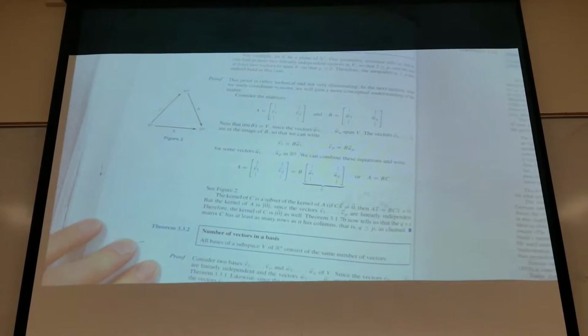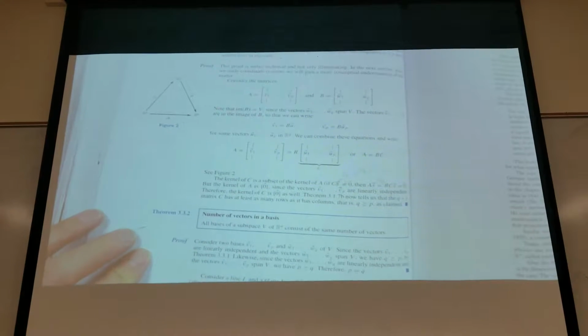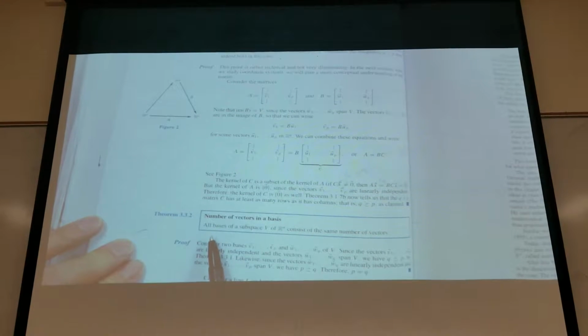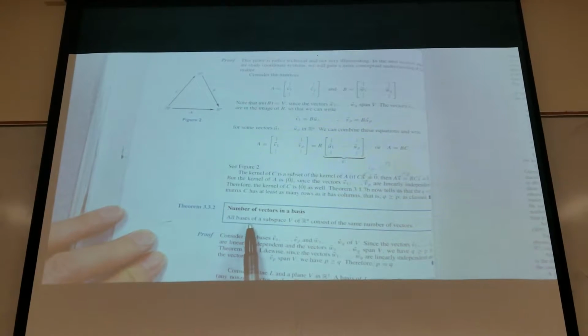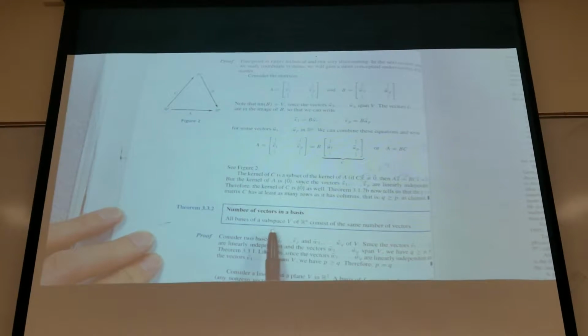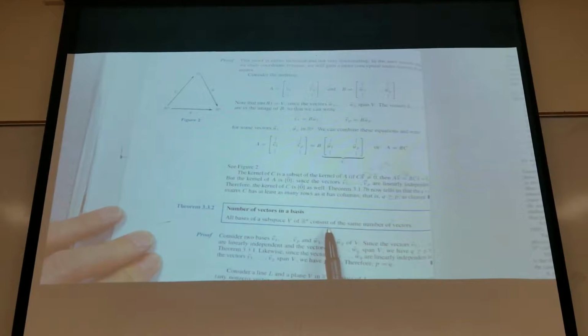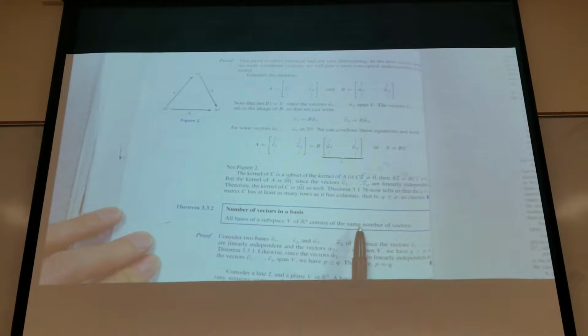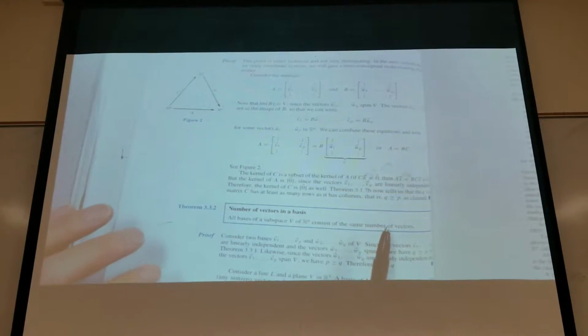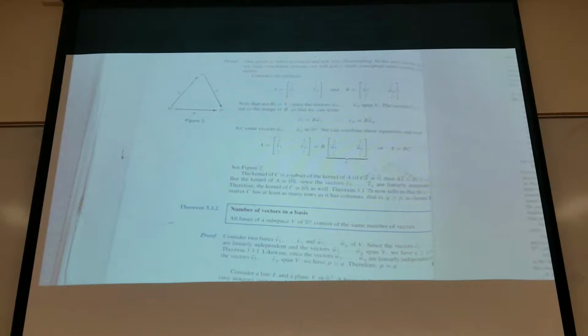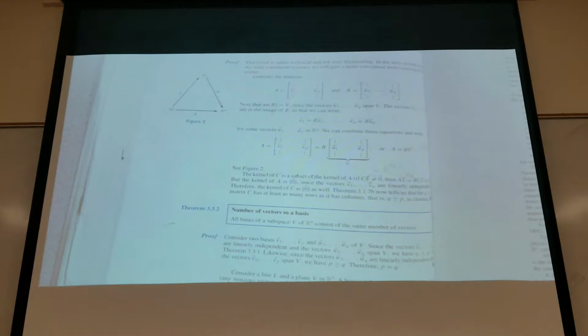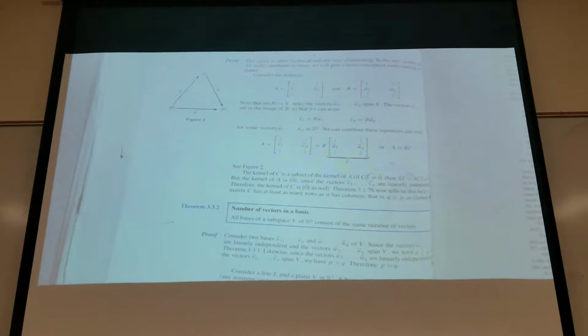So basically, I'm going backward. The problem is to justify that all bases of a subspace V of Rn consist of the same number of vectors. You take any basis and count how many vectors are in it. By the way, they are called the basis vectors. Then you will have the same number, no matter what basis you are counting.